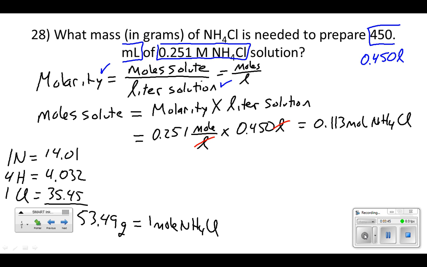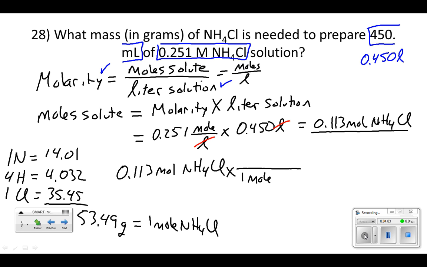So if we take this number that we just calculated here, 0.113 moles of NH4Cl times the conversion of moles to grams, that will be 1 mole of NH4Cl on the bottom and 53.49 grams on the top.